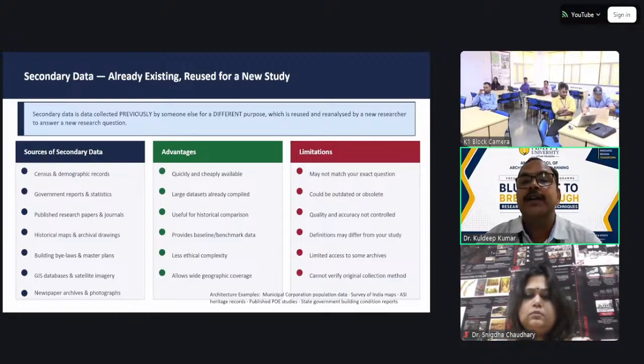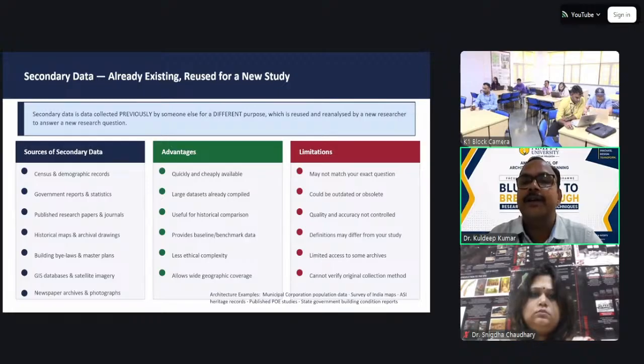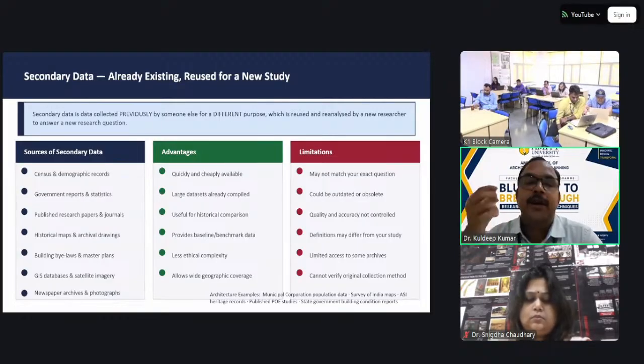Now coming to secondary data, it is the data which already exists. It was collected previously by someone else, or maybe for a different purpose, which you reuse or reanalyze to answer your new research question. Think of it this way: when the Government of India conducts the census, they collect data on population, households, amenities, and housing condition across every ward in every city. But when you conduct your research, you use it to analyze housing density patterns, maybe in a heritage neighborhood. That means you are using secondary data which is already there.